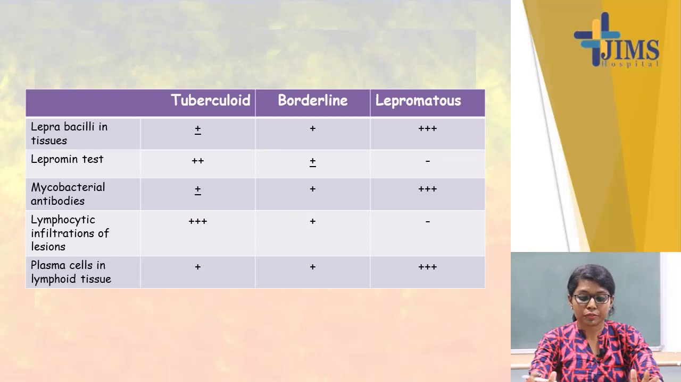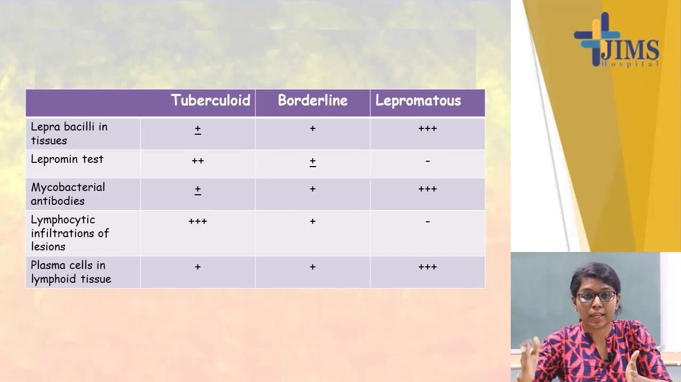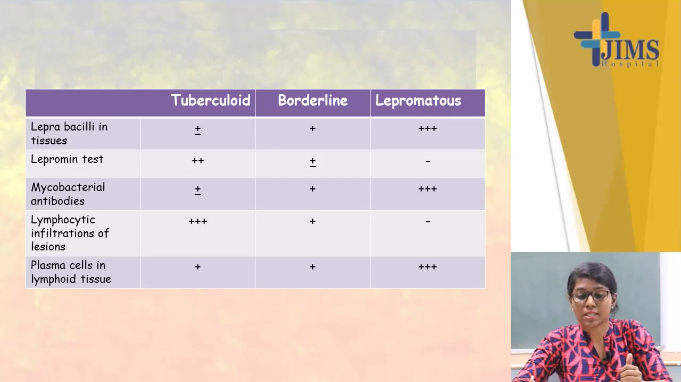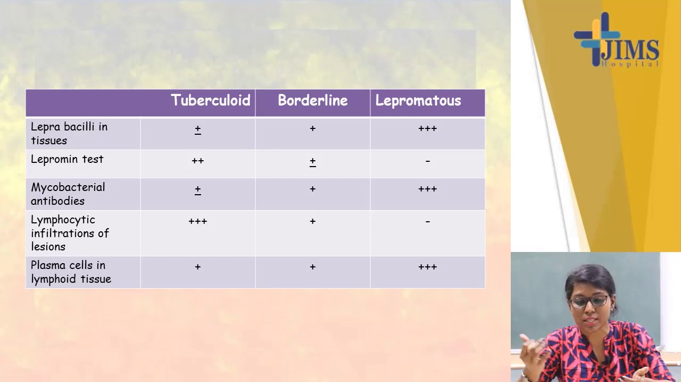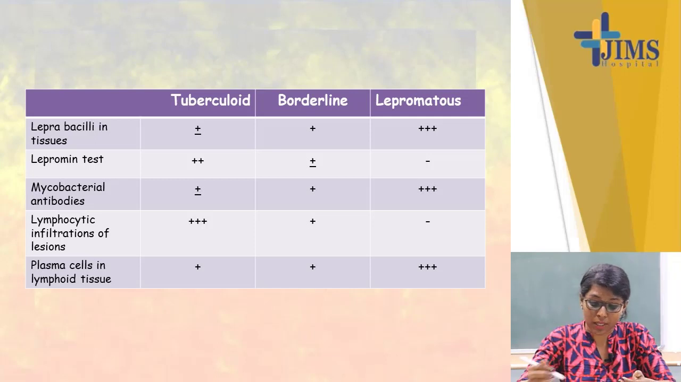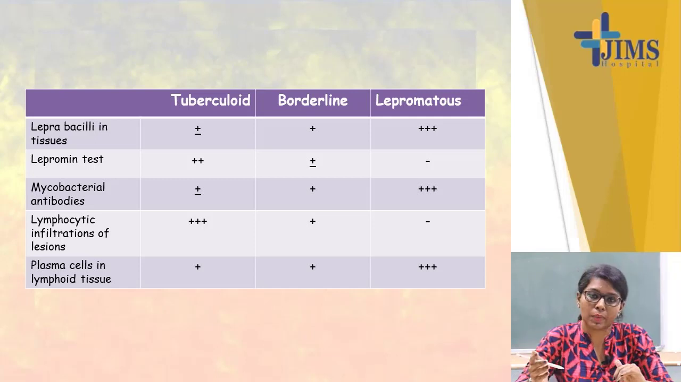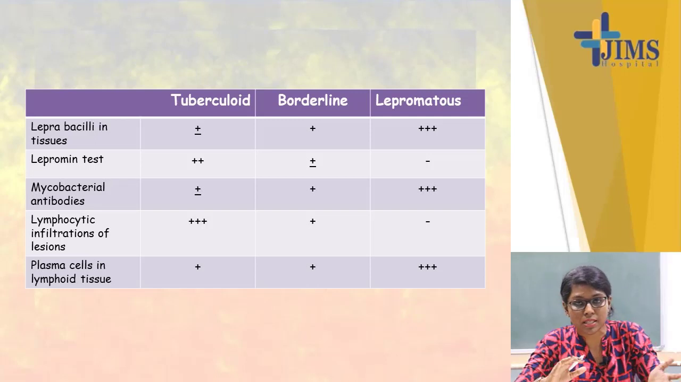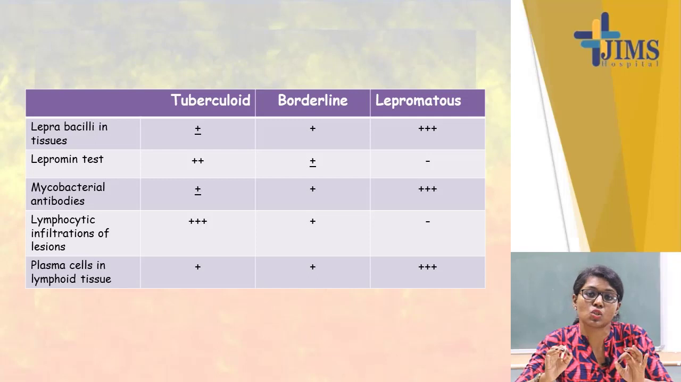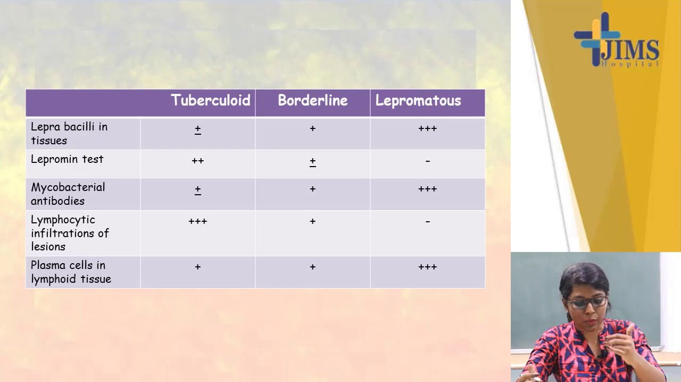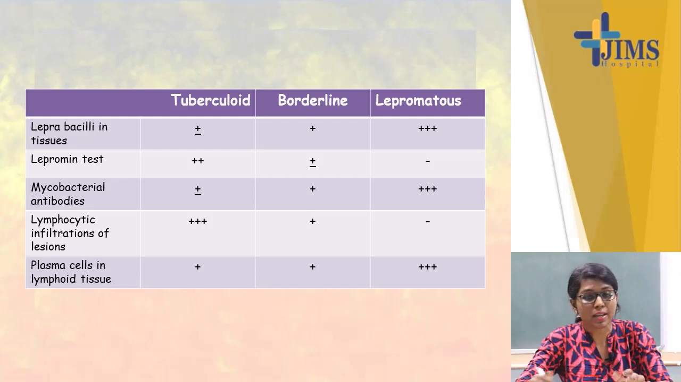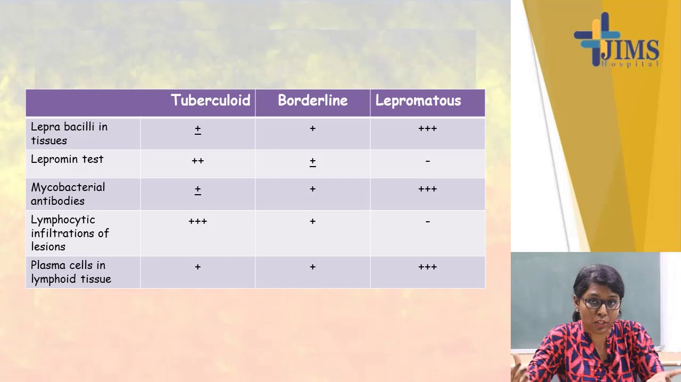Here is a table of differences: tuberculoid, borderline and lepromatous. First one, leprobacilli in the tissue. In the very first part, what did I say? I said that in lepromatous leprosy there is a huge load of bacilli, so obviously you can see 3 pluses there. But in tuberculoid, the bacilli may or may not be present. Borderline, since it is in between lepromatous and TT, has the presence of leprobacilli but not to the extent which resembles lepromatous.